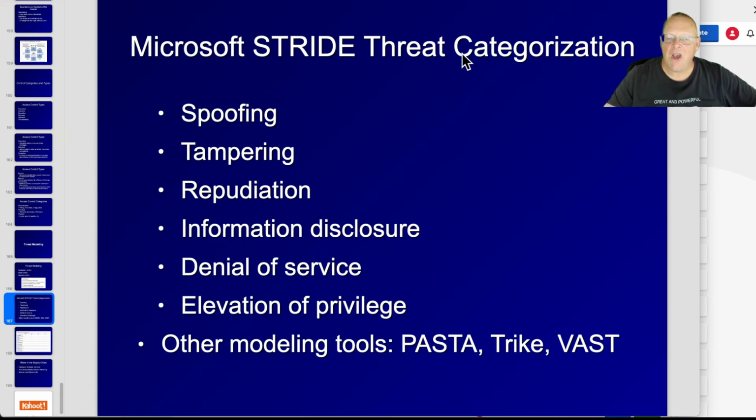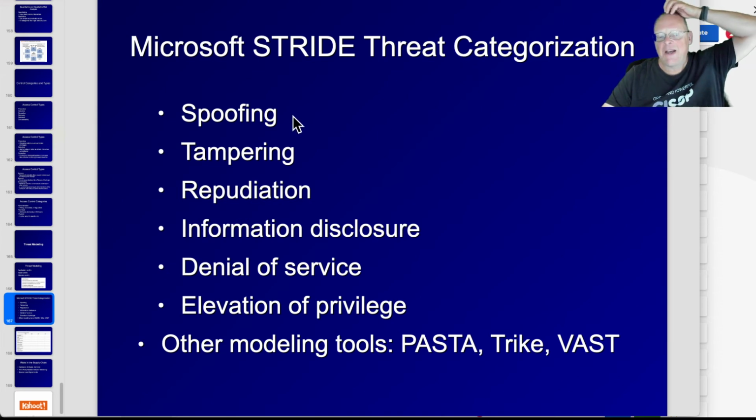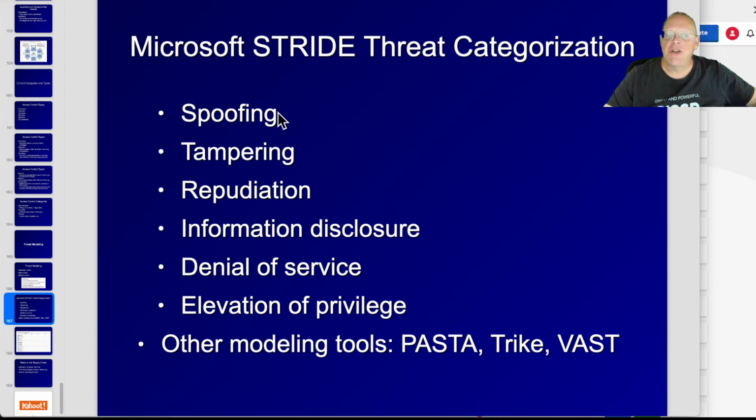All right, and here's the STRIDE threat categorization, which people use a lot in industry. Microsoft had these types of attacks: spoofing, where you pretend to be somebody you aren't; tampering with things; repudiation, where you deny an action that took place by doing things like erasing logs; information disclosure; denial of service; and elevation of privilege from, say, a user up to administrator. Those are categories of things threat actors might do.